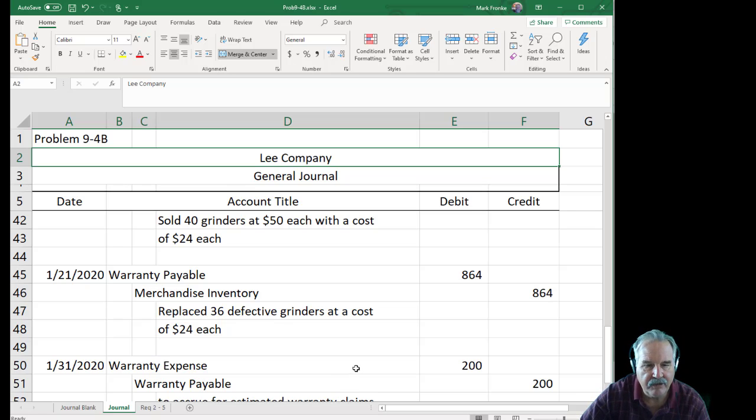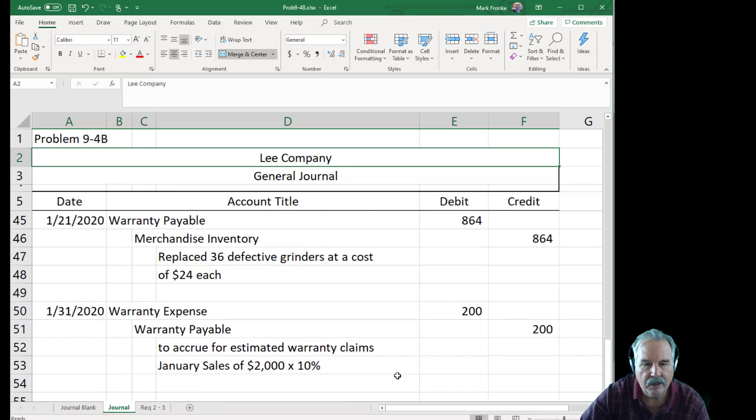And then at the end of January, we're accruing for the sales for January, which is a debit of $200. This is 10% of $2,000. Our sales were low in January, and credit warranty payable for $200. And that's the end of those transactions. But they've asked us to prepare some schedules. And this is requirements 2 through 5.